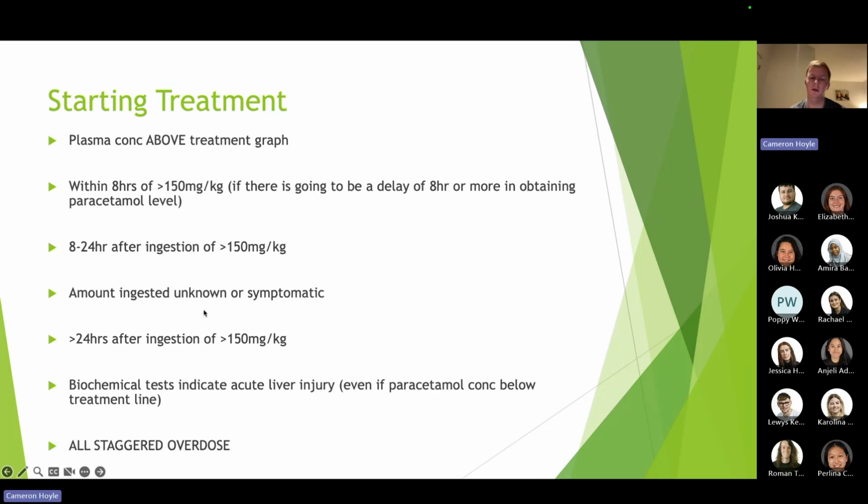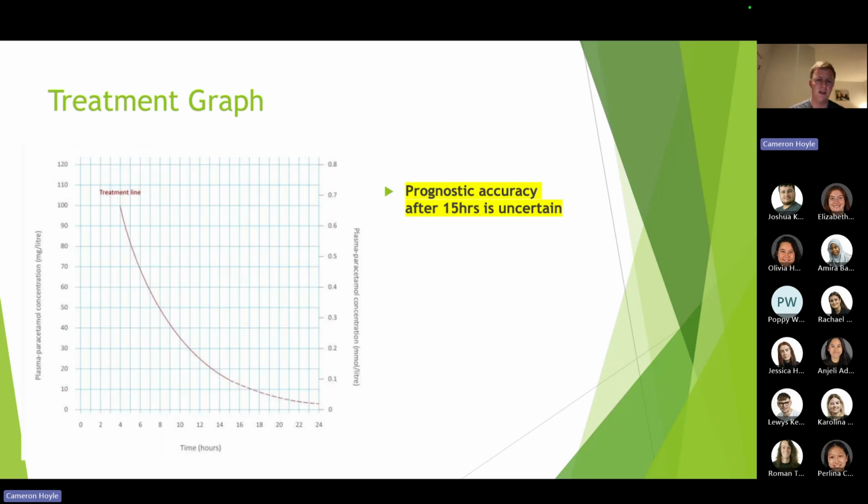If the amount ingested is unknown or the patient is symptomatic, so they've got features of hepatic encephalopathy, abdominal pain, jaundice, etc. If you've got a patient presenting more than a day after ingestion of a really large amount, again, just start treatment without bothering with the paracetamol levels. If you've got biochemical tests which indicate someone's got an acute liver injury, then you would start the treatment. And the most important one that comes up in exams is anyone that's had a staggered overdose. A staggered overdose is anything where they've taken the drug over more than a 1 hour period, and an acute overdose is everything within an hour. Staggered is longer than an hour. This is the treatment graph you'll have all seen.